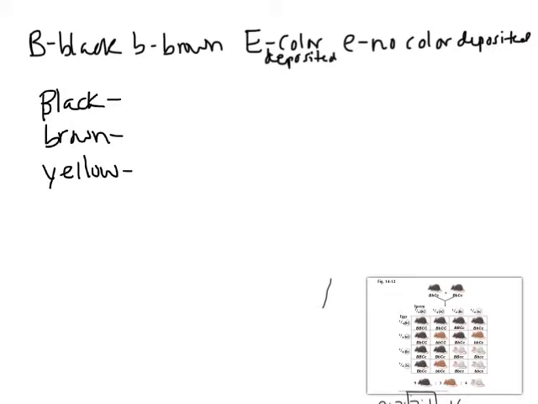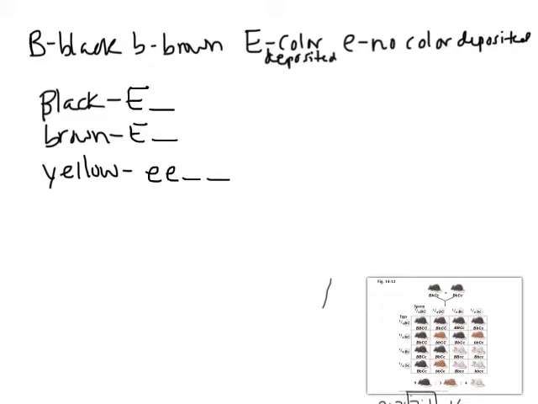So let's think about how we can get those. All right, so black and brown are both colored, while yellow means no color. So in order to be black or brown, to show the color, that means that we must have the color deposited. So we have to have a big E as part of our genotype in order to even see that color to begin with. In order to be yellow means that we have no color deposited. So you know for sure yellow is little e little e.